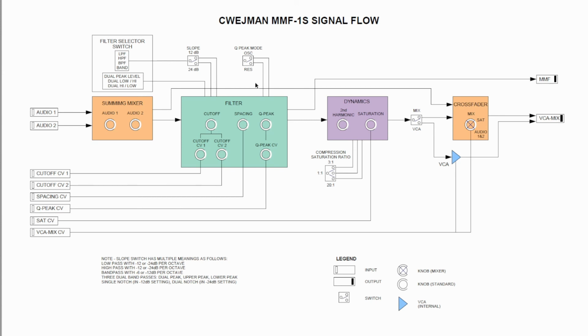I should quickly note that the dual peak levels and band, actually, I found out that the spacing knob on the filter only affects those dual peaks and the band. Not quite sure about the band. I might need a little bit more information on that. I might put that in the notes. But it definitely changes the spacing between those peaks in the dual peak modes.